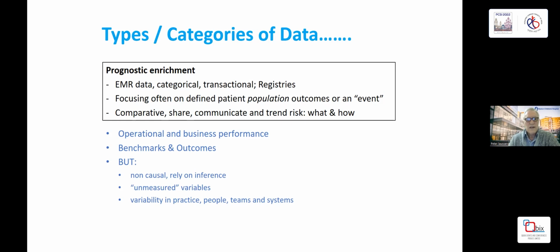What we're not really getting is the actual decisions and the actual understanding of what the physiologic state is at that time. And that's because we have so many unmeasured variables that just do not make it to the electronic health record. And in particular, we do not capture variability in practice in our teams, in our systems, and we do not capture our decision-making along with the data.